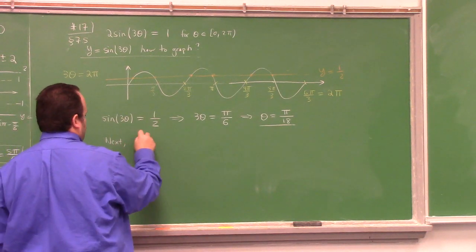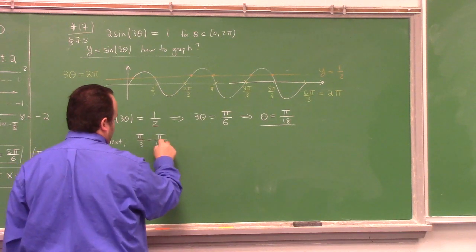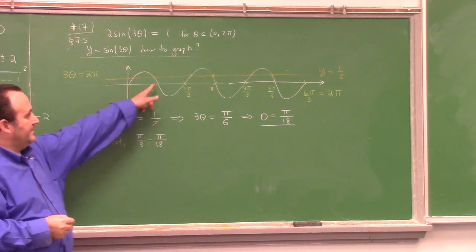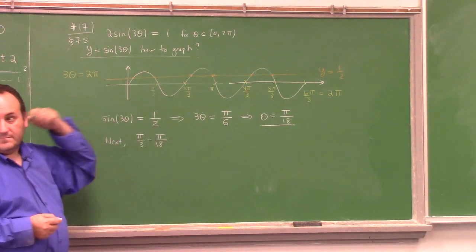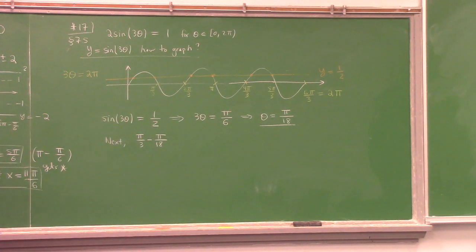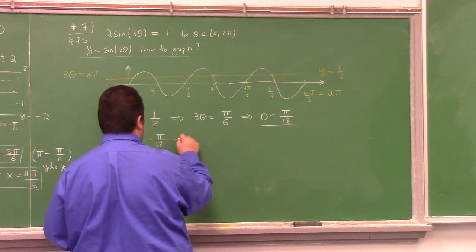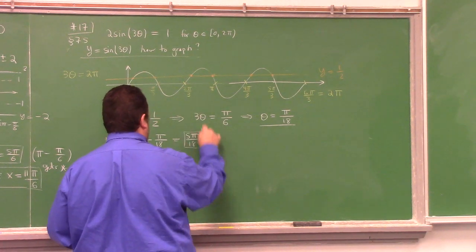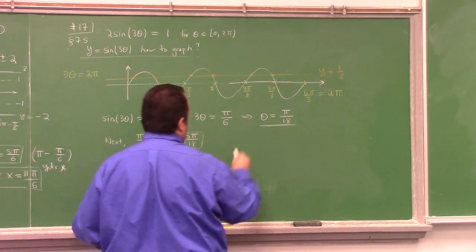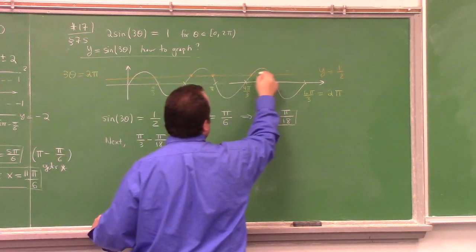How about this? Pi over 3 minus pi over 18, right? By the symmetry of the graph. That should be that point, because it's the same distance from the origin as it is from pi over 3. So I would do pi over 3 minus pi over 18, which is 5 pi over 18. So there's another answer. Here's the first answer. How many answers are we going to have? 1, 2, 3, 4, 5, 6 answers.